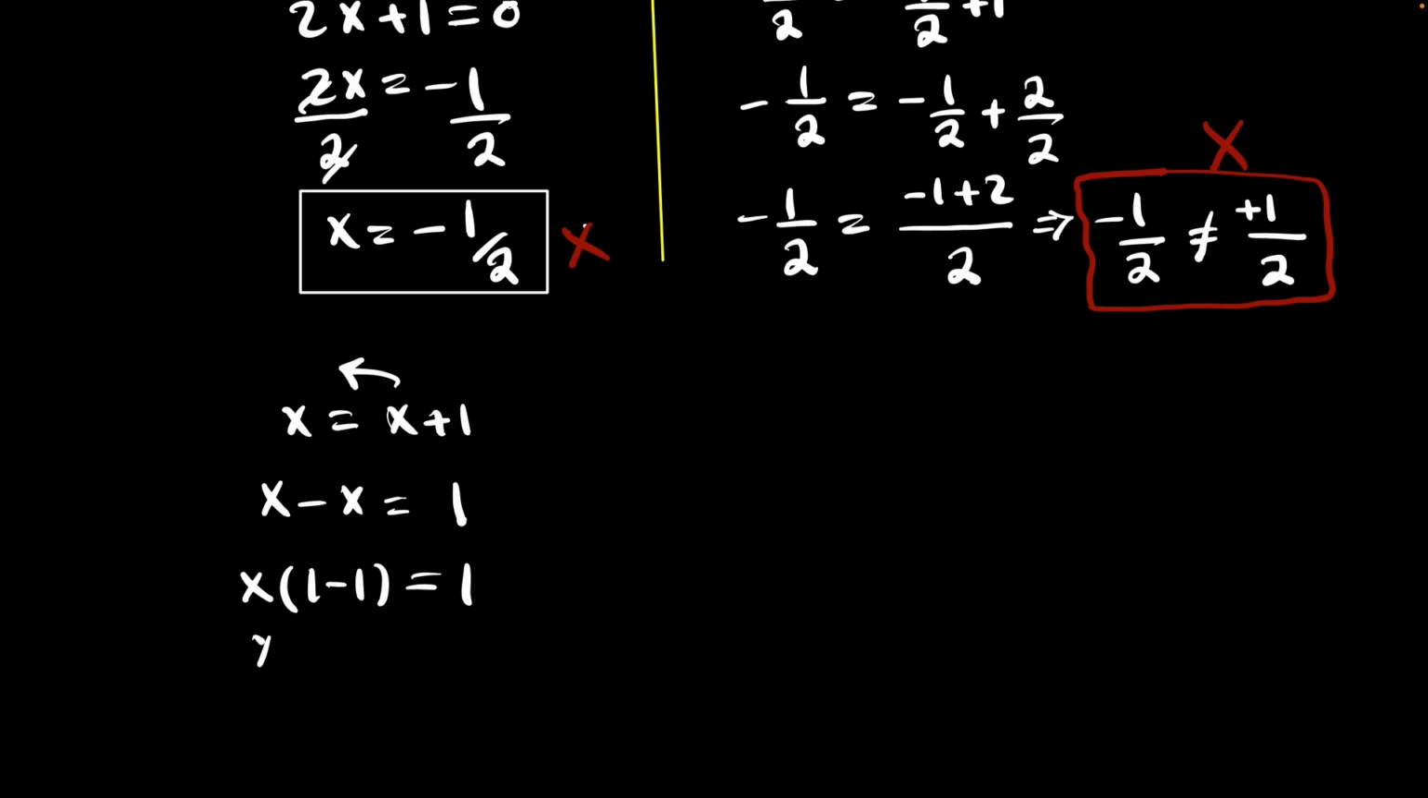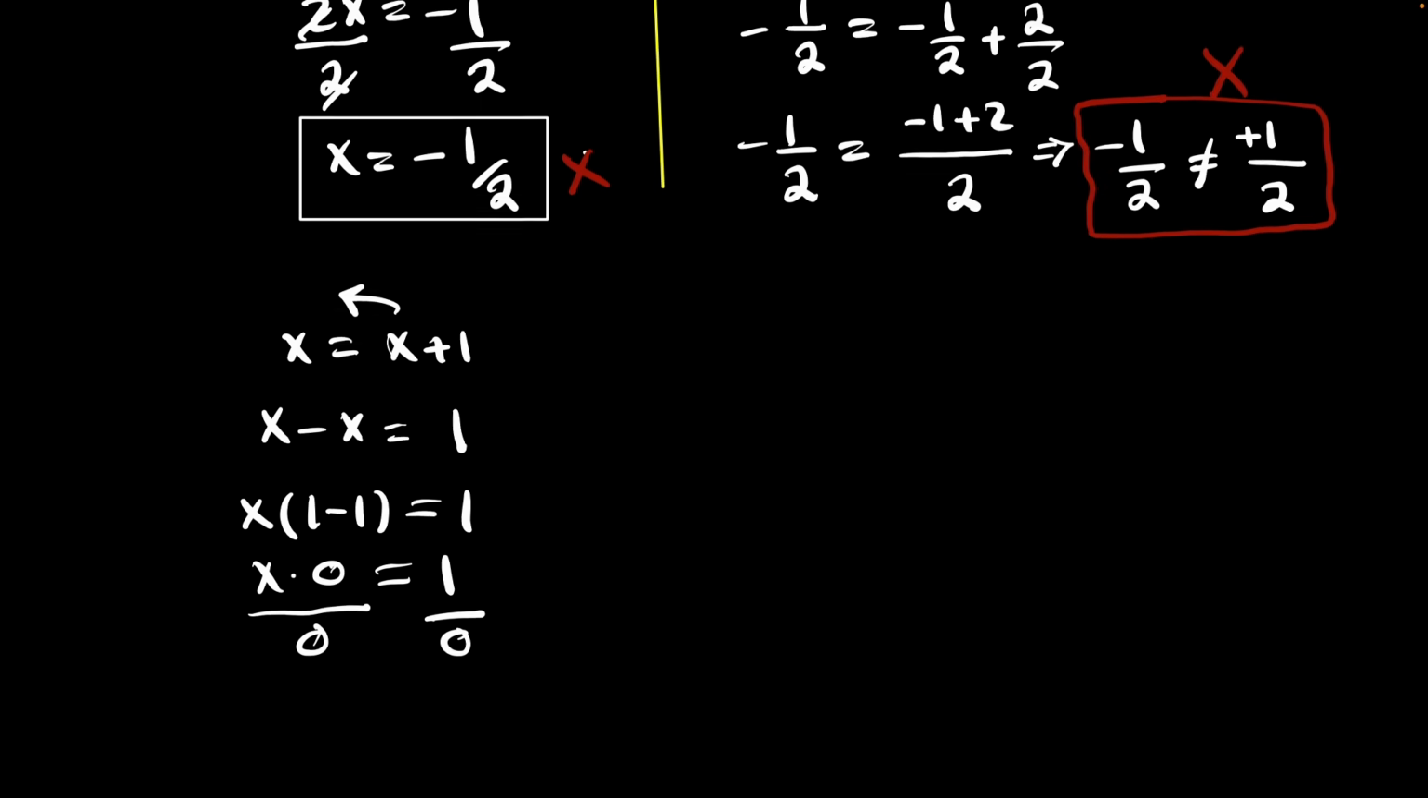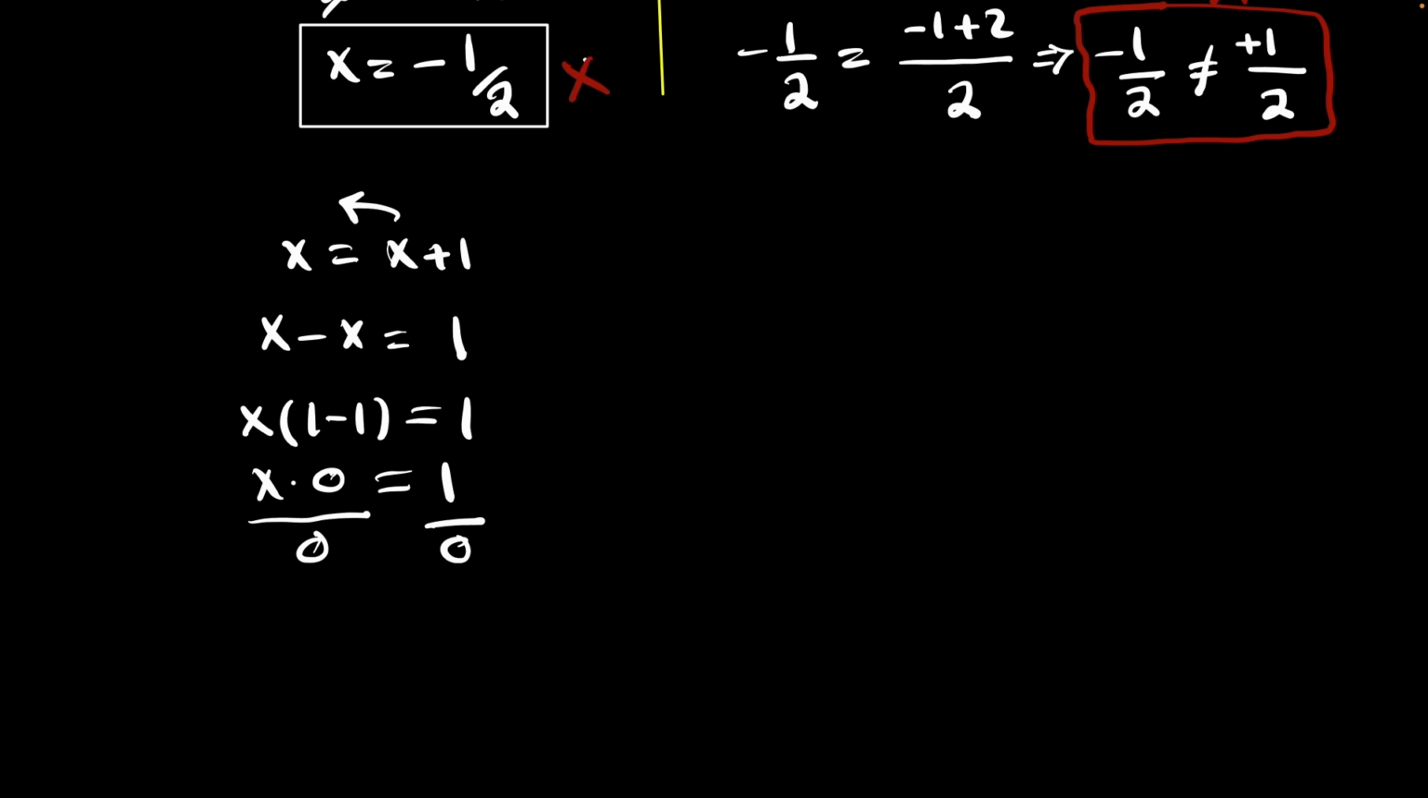So x times (1 minus 1 is 0) is equal to 1. So if I divide both sides of the equation by 0, then if we cancel out 0 with 0, x is equal to 1 divided by 0, which is infinity. So is the answer infinity?